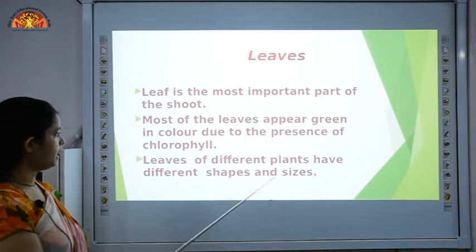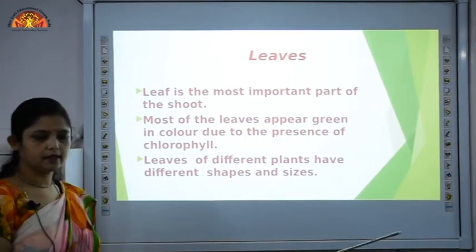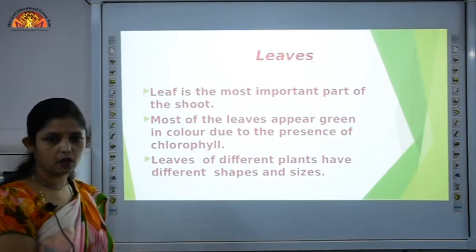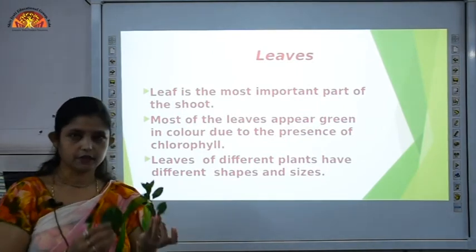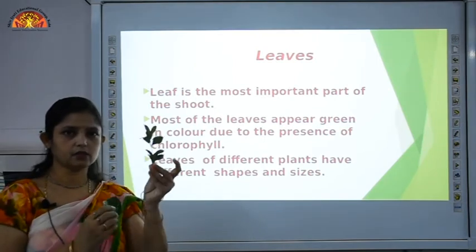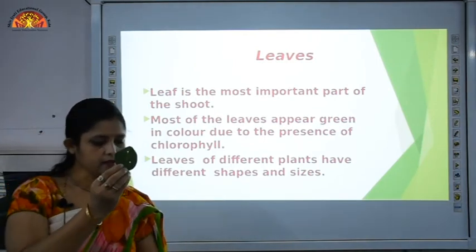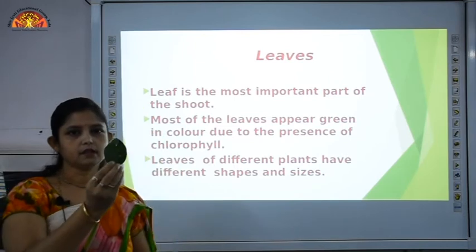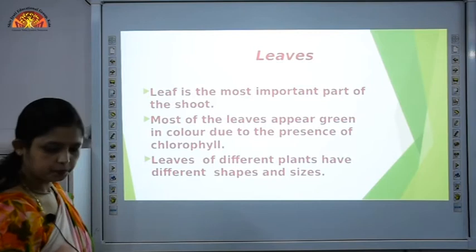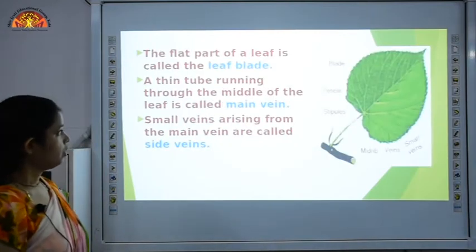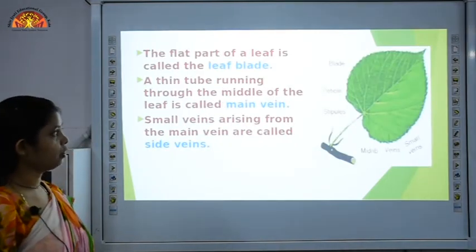Leaves of different plants have different shapes and sizes, as I have shown you right now, that there is a variety of leaves which occur in different shapes and sizes. You can see here again, this is the longer one, this is another size. Okay, now we will discuss the structure of a leaf.